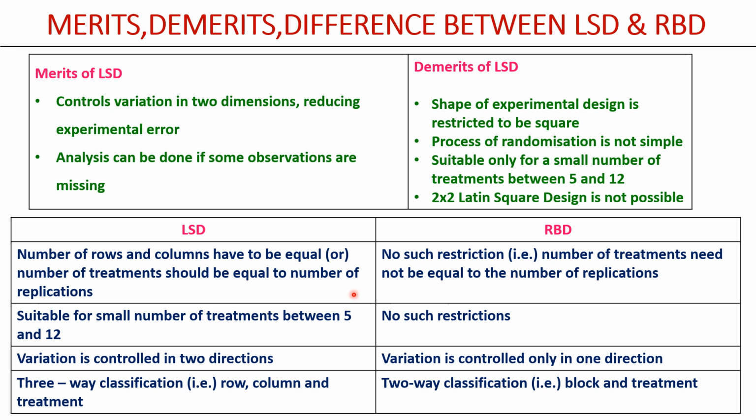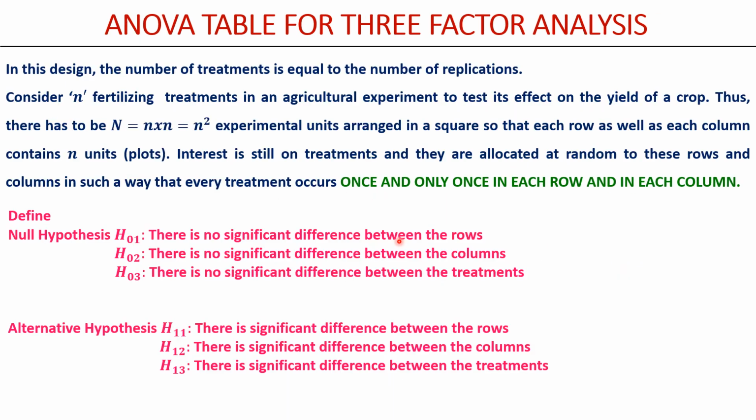And now let's move forward to construct the ANOVA. So let's now talk about the ANOVA table for a three-factor analysis. As we just discussed, the number of treatments is equal to the number of replications. So totally, if you take n to be the treatments, the total number of experimental units, capital N, will be n square, and it is so arranged that each treatment occurs only once along each row and column. So that's the most important factor.